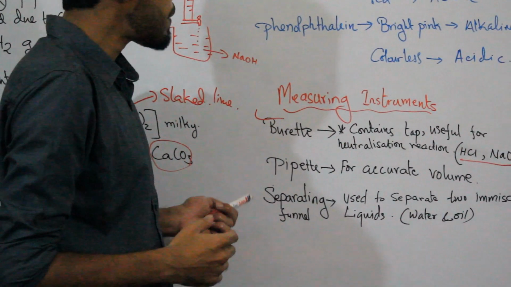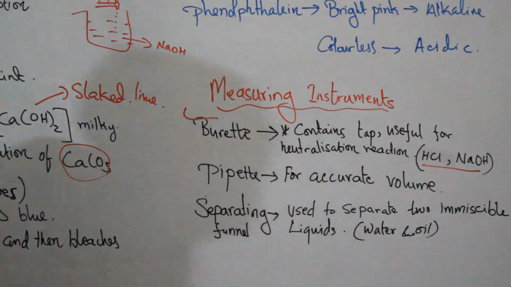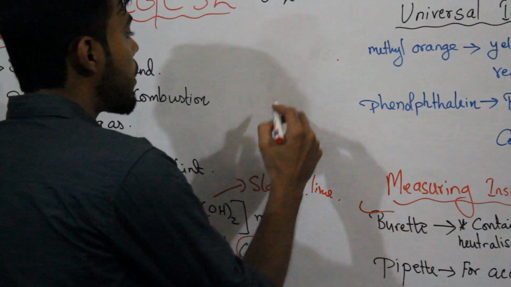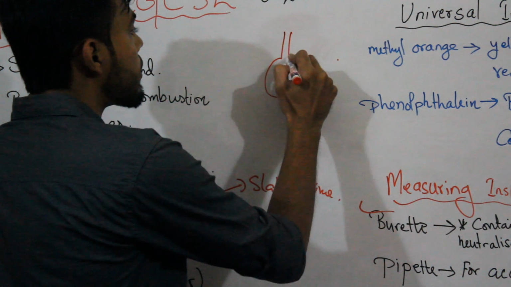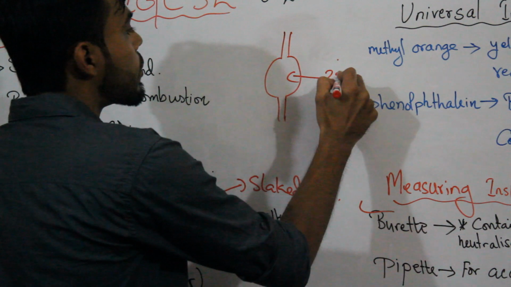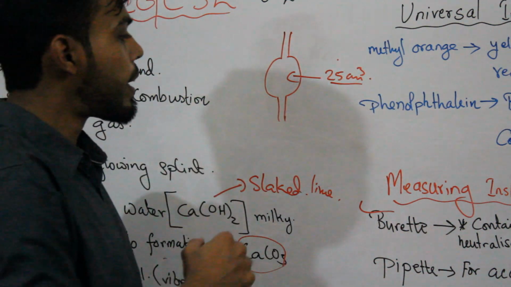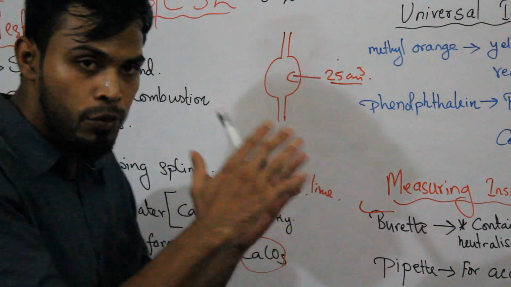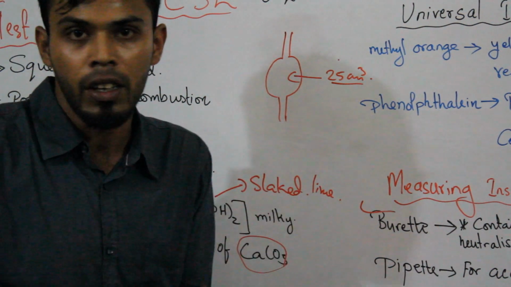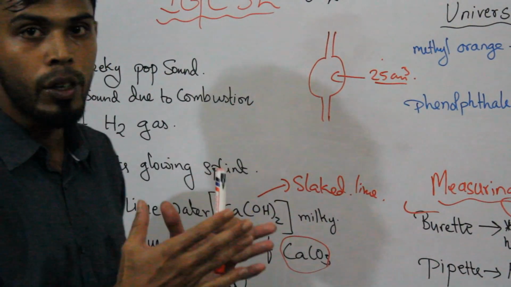Pipette's job is, pipette is used for accurate volume. Accurate volume means you need a volume; a pipette is simply like this. This is the shape of a pipette. Okay. Its volume is 25 cm cube. This is the fixed volume of a pipette. Okay, so in any chemical reaction, if you need a fixed volume of some chemical, acid or alkali, you use a pipette because it gives accurate volume.